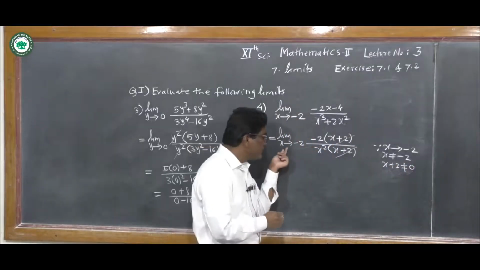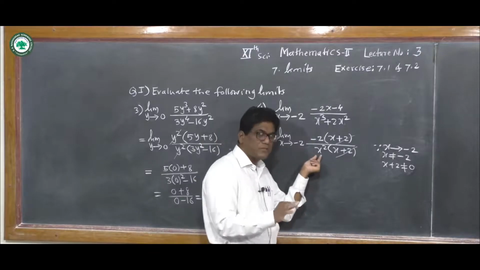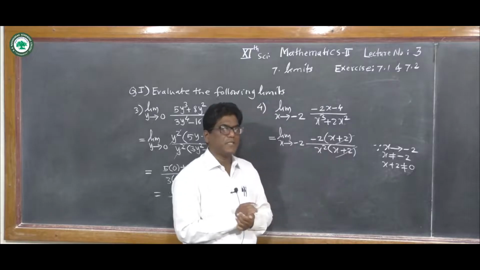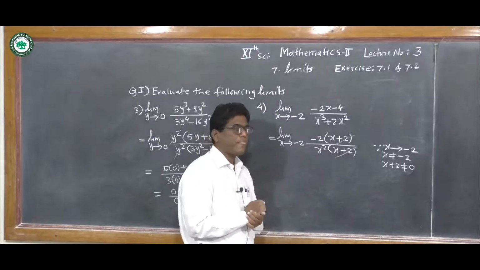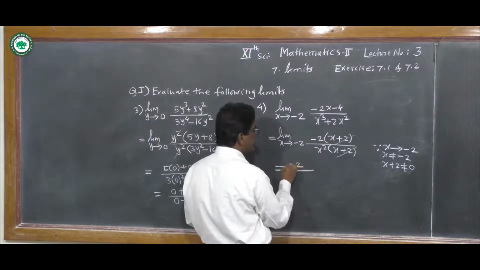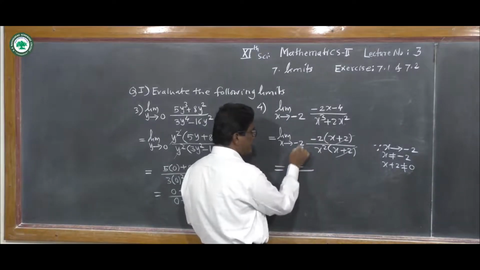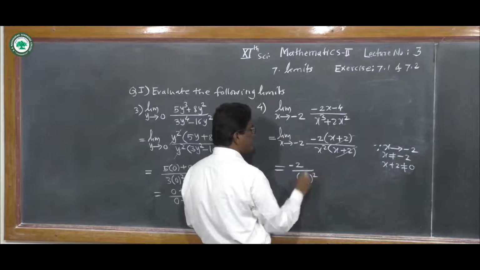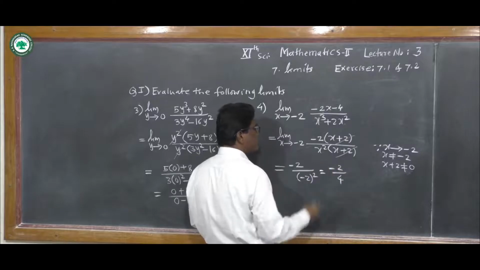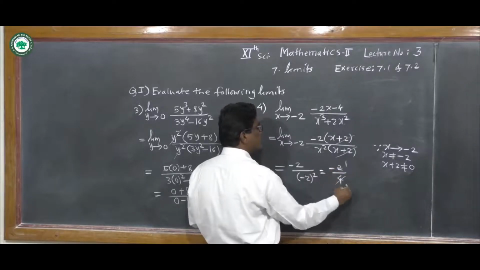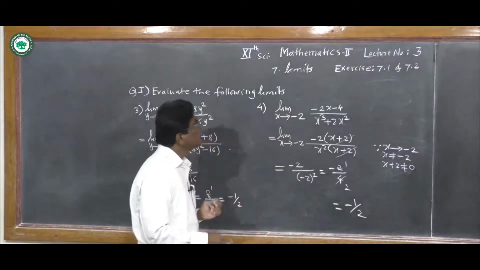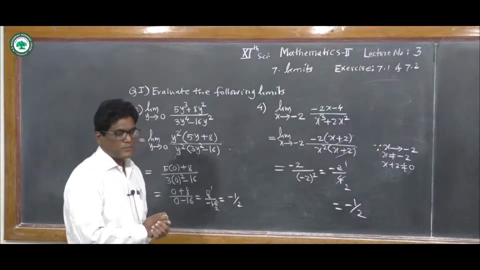Now when we put x as minus 2 in the denominator, it is not equal to 0, so put x as minus 2 directly wherever x is present. It is equal to minus 2 in the numerator divided by x square, which is minus 2 square, 4. So minus 2 upon 4, and 2 ones are 2, 2 twos are 4, so it is equal to minus 1/2. This is the solution for the fourth problem.